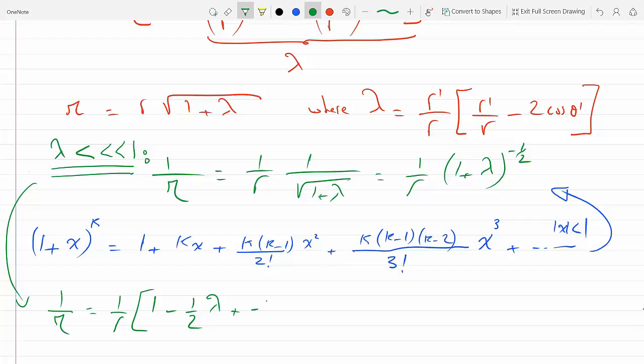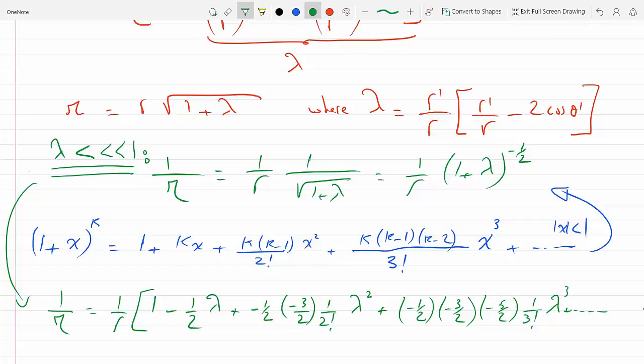Then plus minus half times minus half minus 1, which would be minus 3 over 2, divided by 2 factorial, times lambda squared. And then the next term will be plus minus half times minus 3 halves, because it's k minus 1, then k minus 2, so minus half minus 2 is minus 5 halves, over 3 factorial times lambda cubed, and so on, etc.